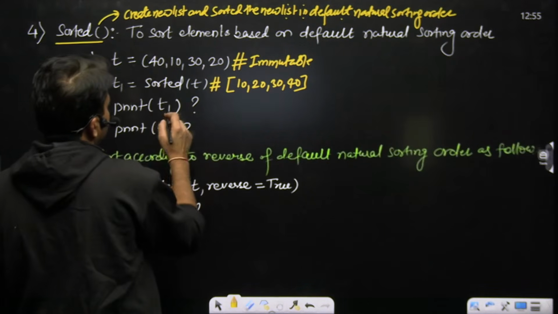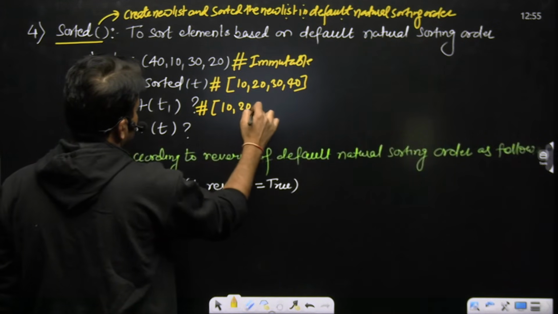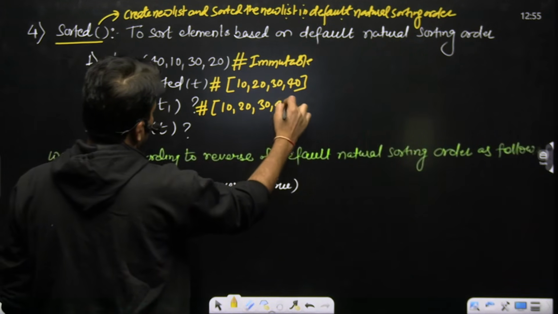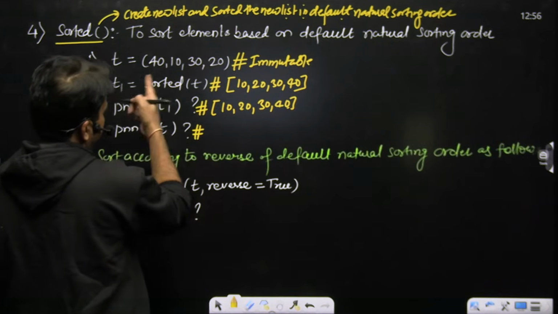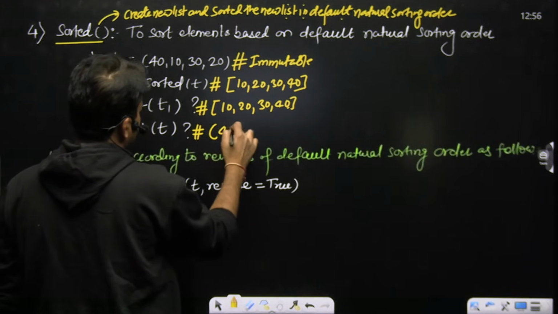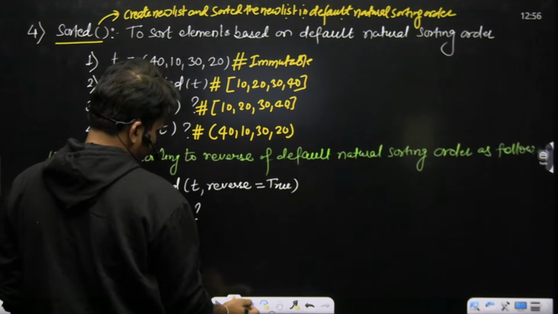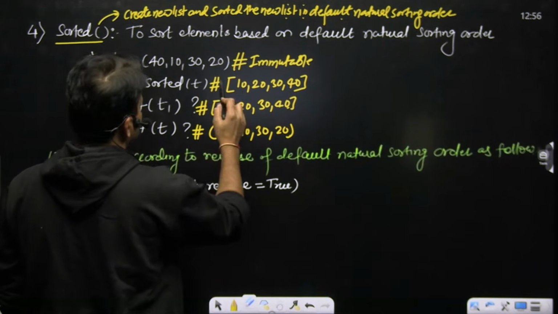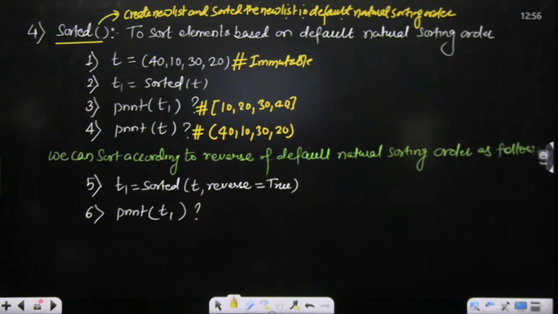So if you print T1, what does it print? If you print T, there is no change in place. T is as it is, student. So T is 40, 10, 30 and 20. So this is the answer. Okay.